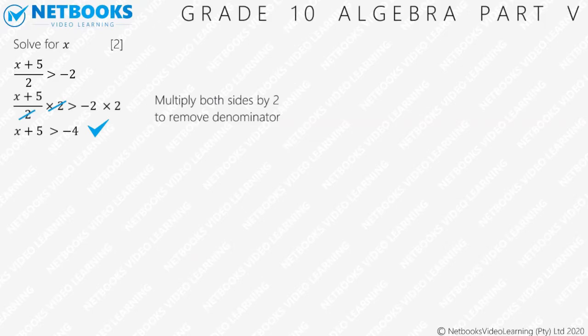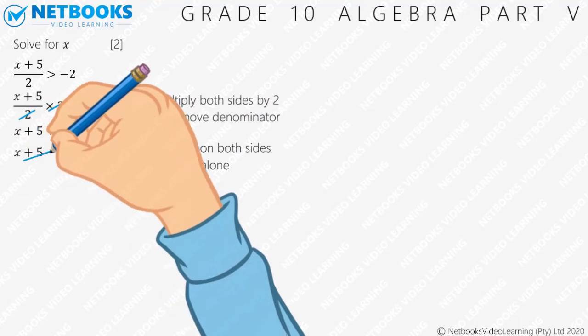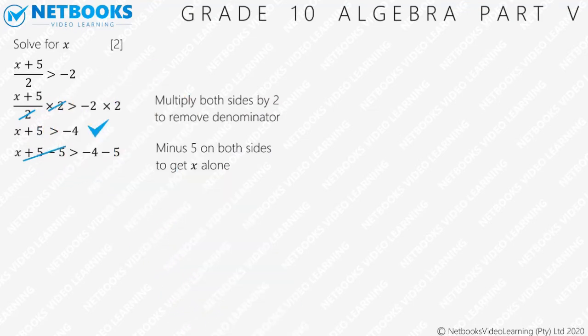We see that we have 2 terms on the left-hand side. And we only want x. So we must subtract 5 from both the left and right-hand side. The 5's cancel out, and we have only x remaining. This is what we wanted. Simplifying the answer, we arrive at the solution. X is greater than -9. The final mark is allocated to this answer.